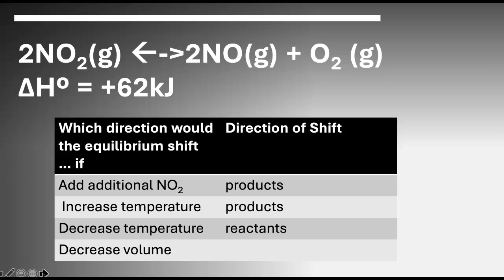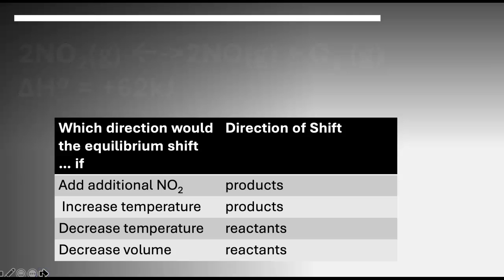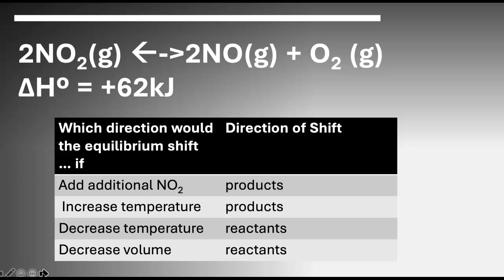And lastly, if we decrease the volume. Obviously, when we decrease the volume, we're increasing the pressure, so it is going to move toward fewer moles of gas. And in this case, there are fewer moles of reactants with only 2 moles, and there are 3 moles of products that are gases, so this equilibrium would then shift toward the left or in the reverse direction.